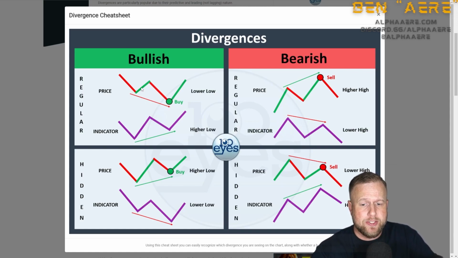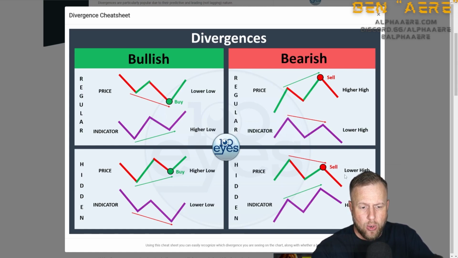But bullish divergence: price is getting lower, indicator getting higher. Hidden bullish divergence is when the price makes a higher low, but the indicator makes a lower low. And it's the flip, right? So price making a higher high, but the indicator making a lower high is a bearish divergence.